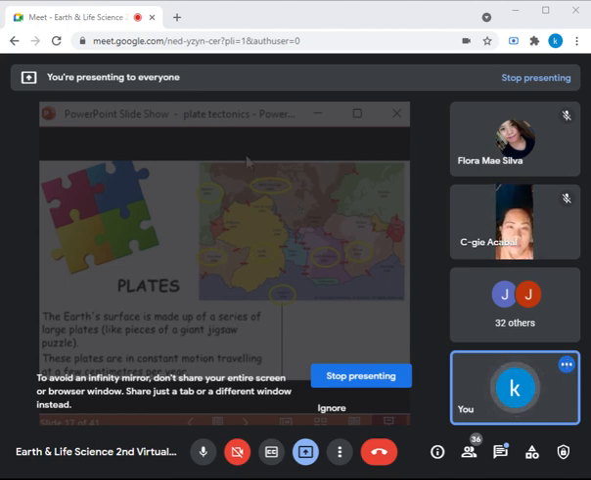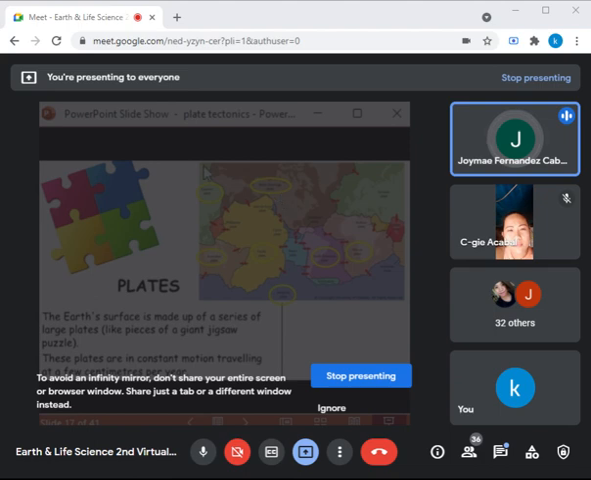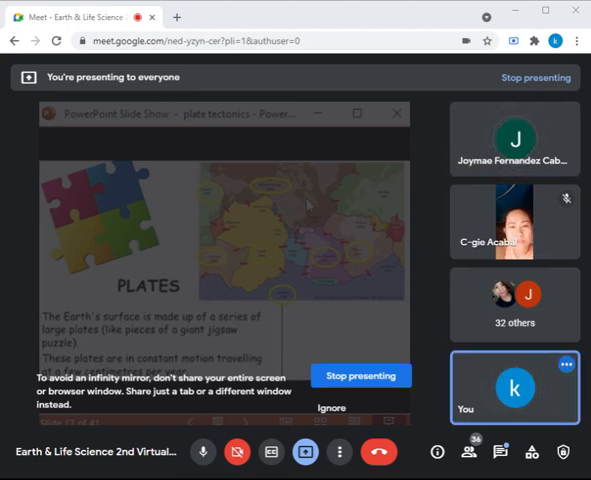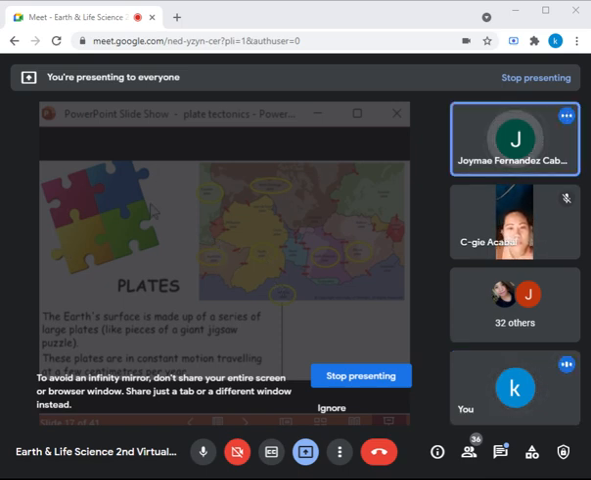Let's have Micaela Perez. Micaela. Kaning brown og color, unsay ngalan ani nga plate? Okay, very good. Kaning brown nga color, that is North American plate.